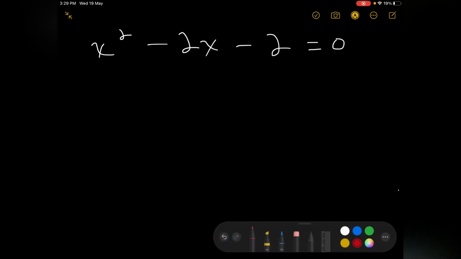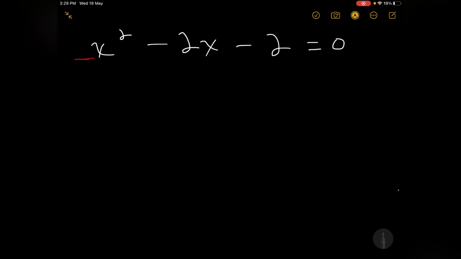If you attempt this using the AC method, where we multiply the a by the c, our AC would be equal to negative 2. Now, the factors of negative 2 would be negative 1 times 2, or negative 2 times 1. This should be a 1.